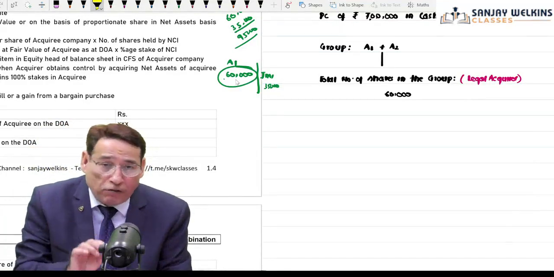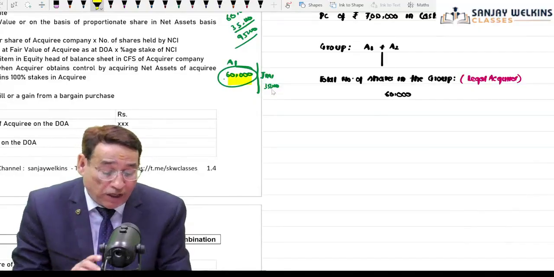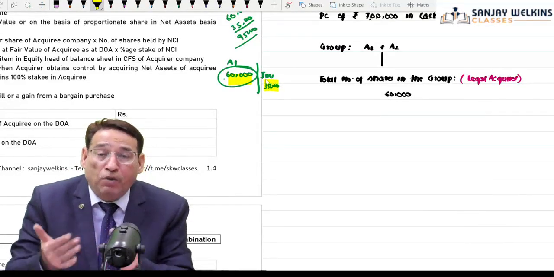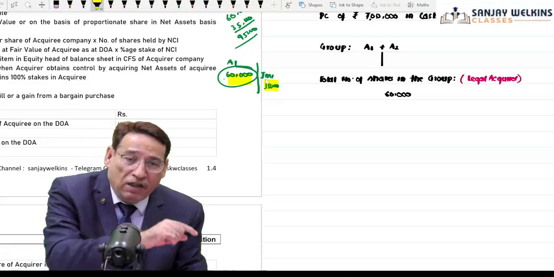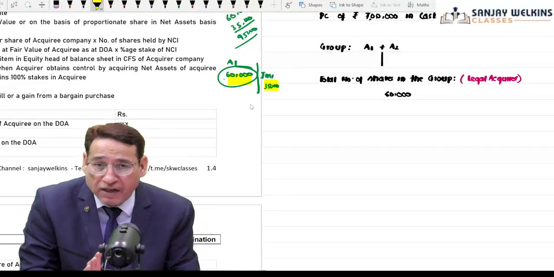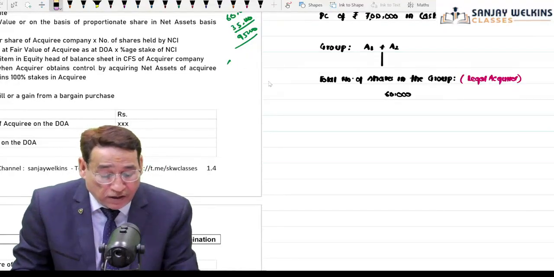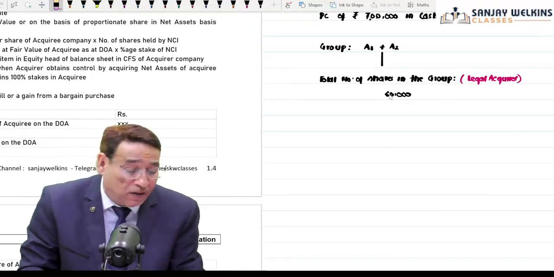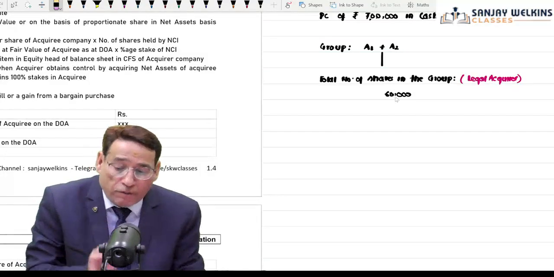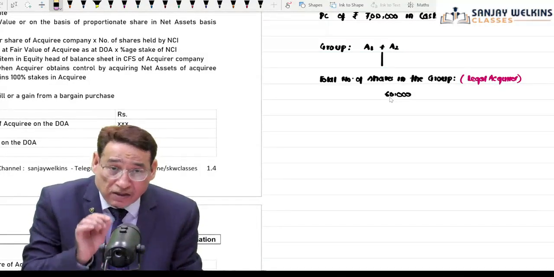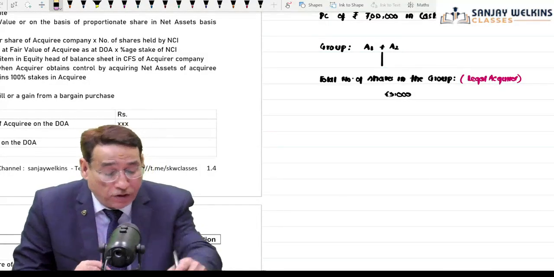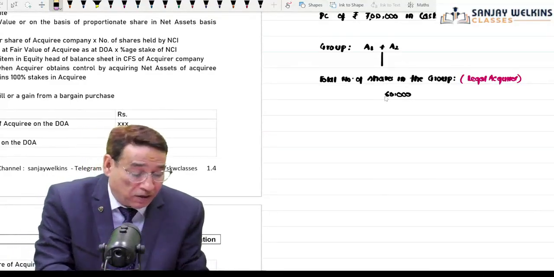Your share capital will remain unchanged even though you have acquired 35,000 shares, because you are going to note down the investment in the investee entity on your asset side. So all such doubt should not be there. Is it clear to you or not? That is the reason the total number of shares of the group will be considered as 60,000. Number one, the total number of shares of the group is 60,000. Is it clear to you?